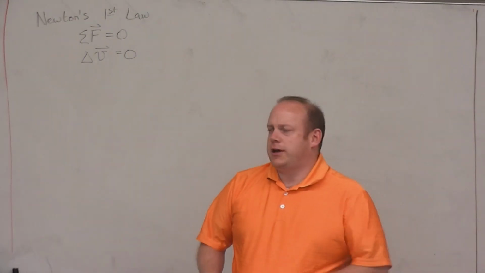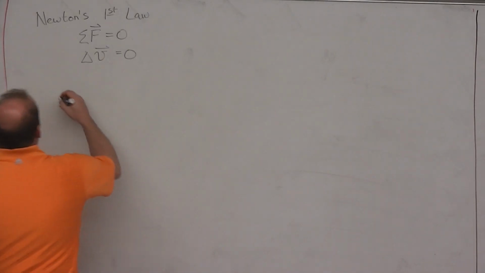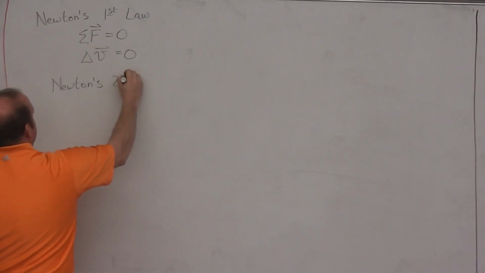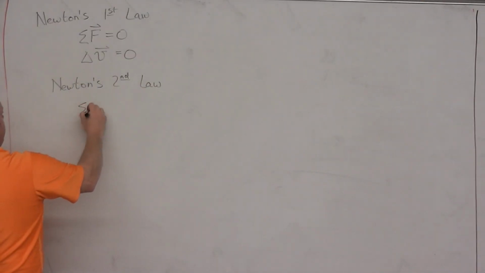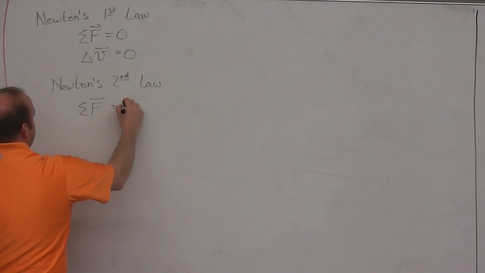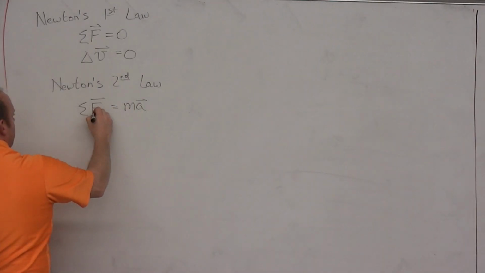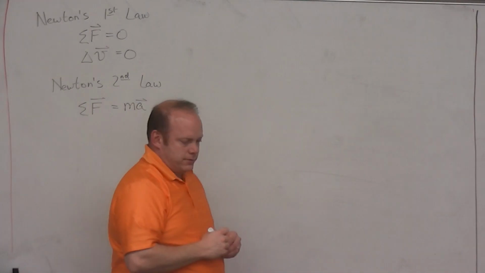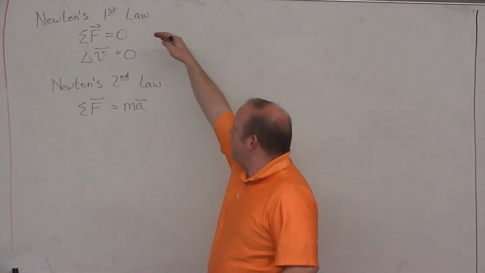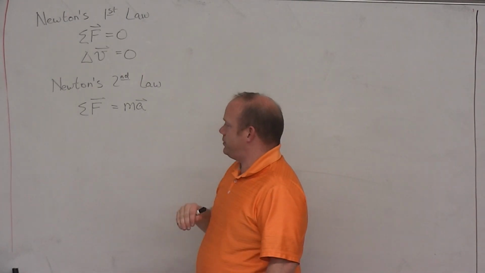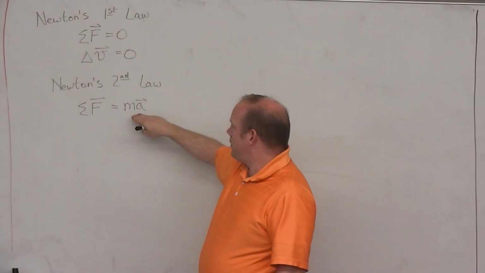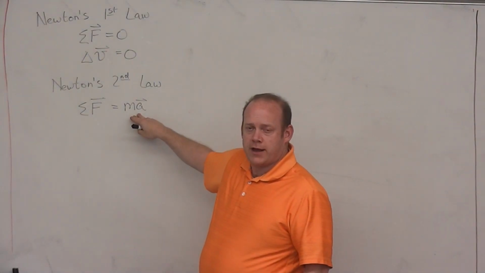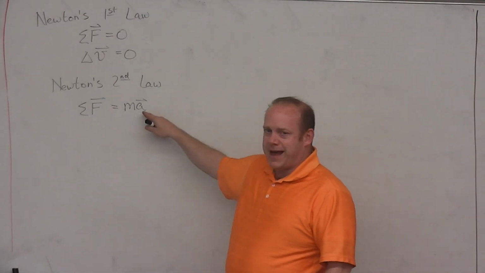Newton's second law is really where we're more interested. And this is where all the problems lie. The sum of all forces is equal to mass times acceleration. So now, what the first law says is that if there is no net force, there is no acceleration. What Newton's second law does is say if there is a net force, how that affects mass. So the net force is equal to mass times acceleration.